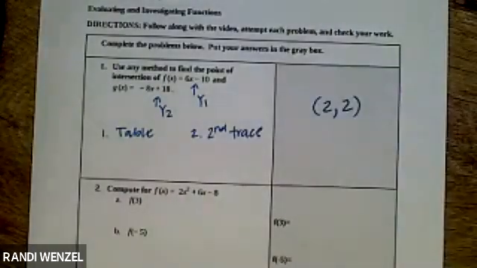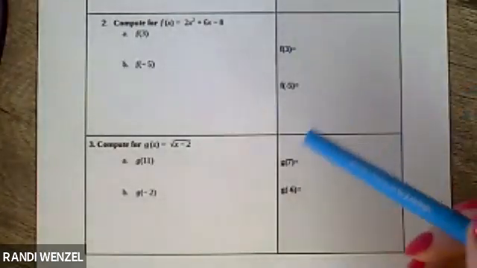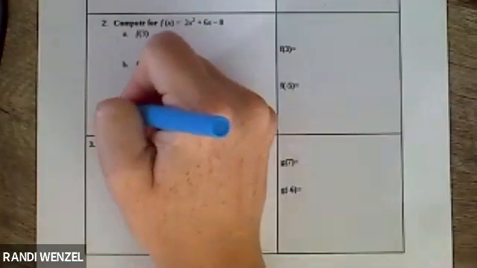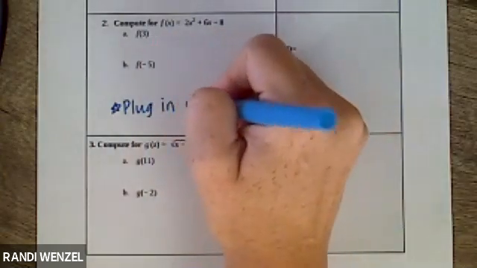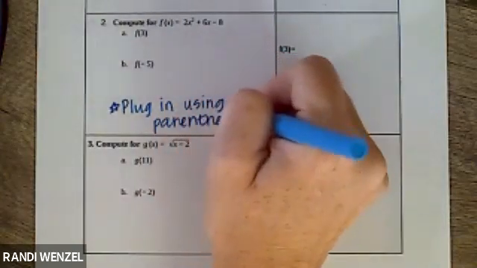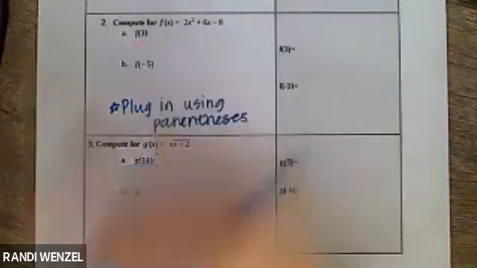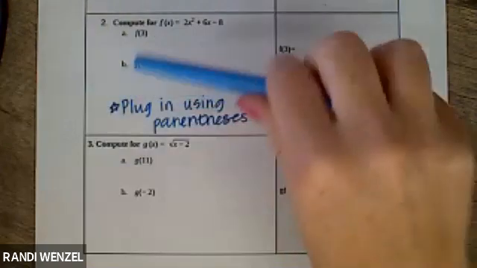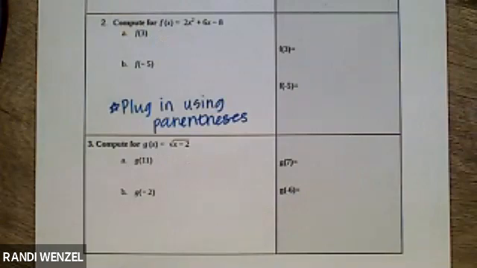Okay. So the next set of problems, 2 and 3, are very similar. These are evaluating functions. So you're going to be plugging in. If you need to remind yourself, make sure you plug in using parentheses. Everywhere there's an x, you're going to replace it with a parenthesis and whatever input you're provided. So I'm just going to do this first one right now, and then I'm going to ask you to try some of these other ones independently.